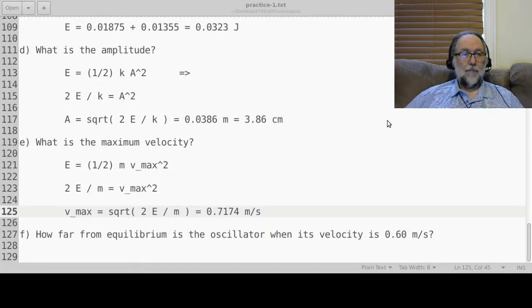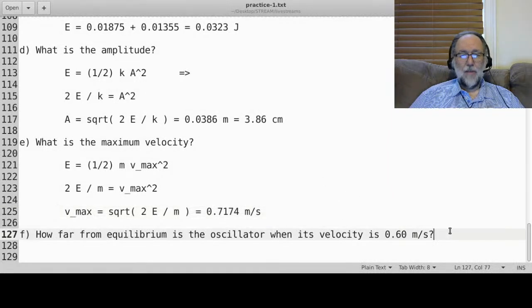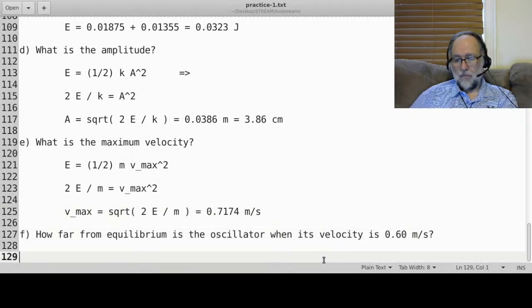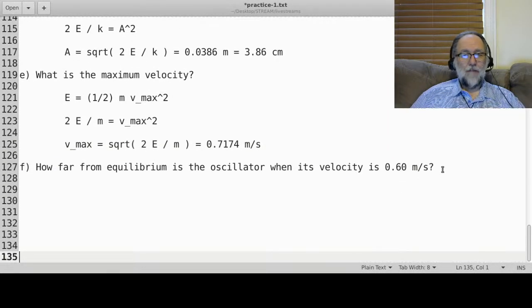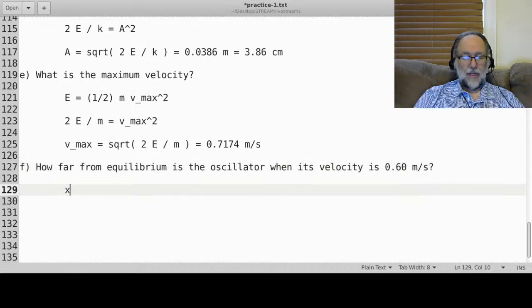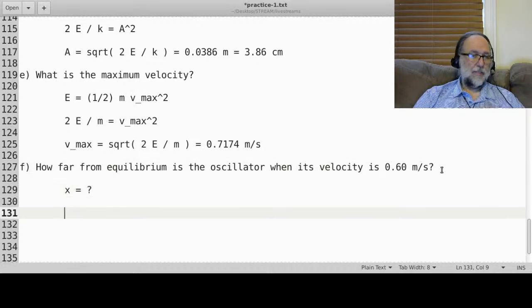Okay, so how far from equilibrium is the oscillator when its velocity is 0.6 meters per second? So what am I asking for? How far from equilibrium? I'm asking you to calculate x. x is equal to what? You say, well, how do I do that? How do I start? Energy. It's always energy for these types of problems.